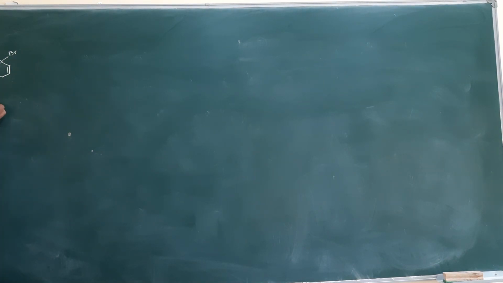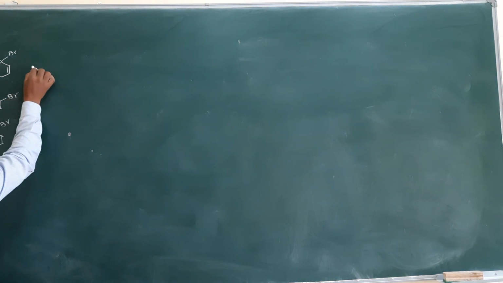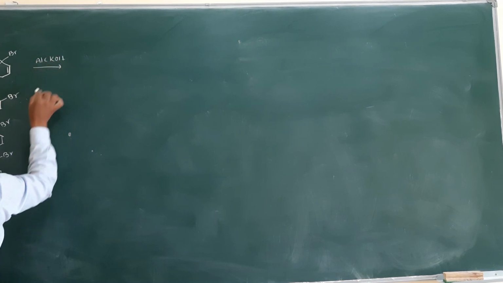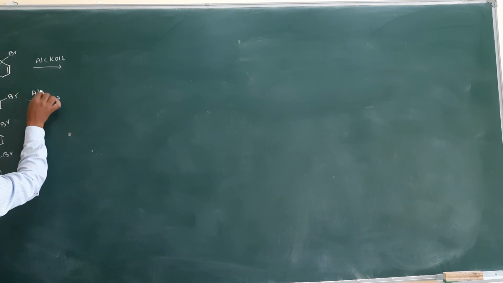Clear? And next one, second one is compound Br. Third one, compound is here, there is a Br. And the last one is fourth one Br. Clear ma? So all we are treating with alcoholic KOH. All are treated with alcoholic KOH.